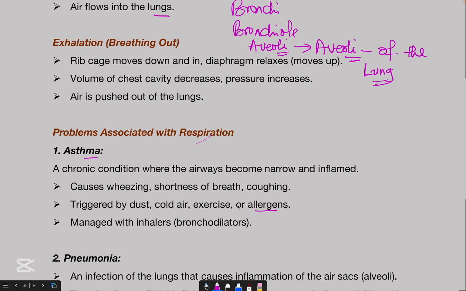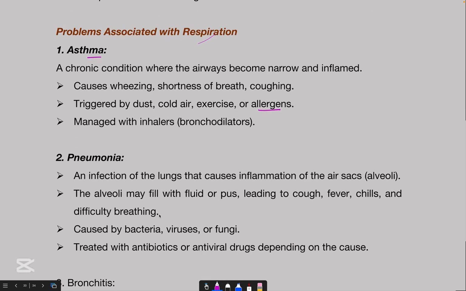All right. Then we have pneumonia. Pneumonia is an infection of the lungs, could be caused by bacteria. All right. An infection of the lungs that causes inflammation of the air sac, which is the alveoli.